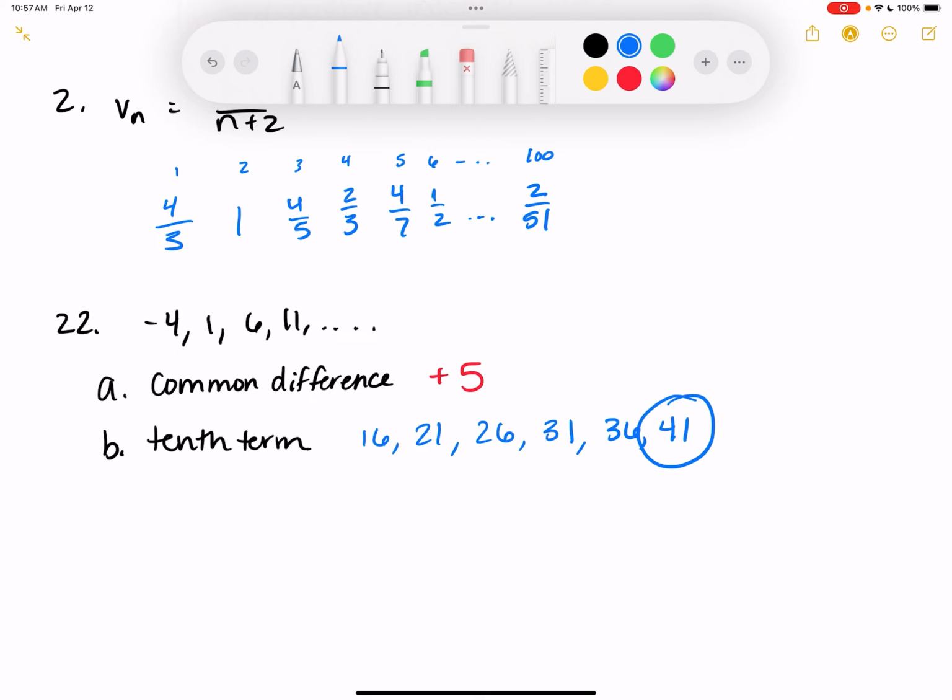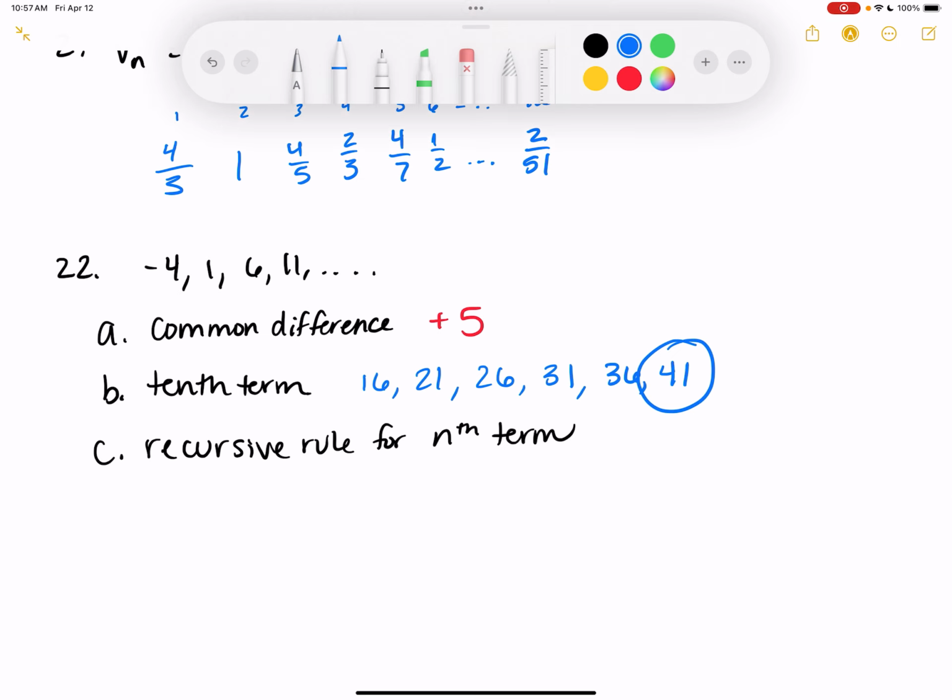So we know that a sub 1 is -4. Part C wants us to find the recursive rule for the nth term. And so we know that a sub 1 is equal to -4. And I know that to get there, I have to add 5 every time. And so, any ideas what my equation would be?